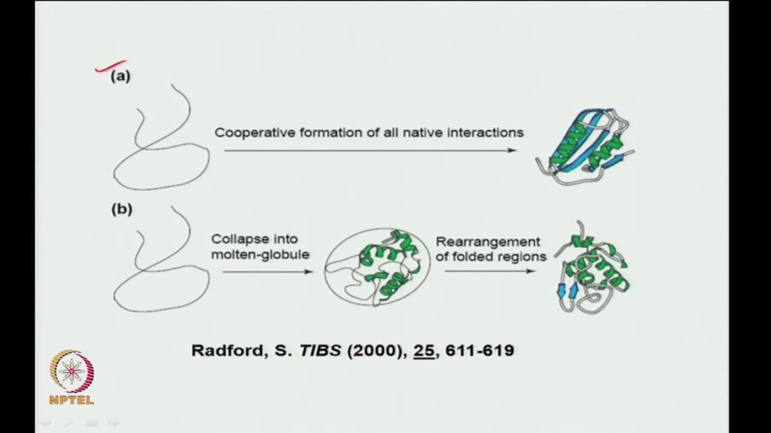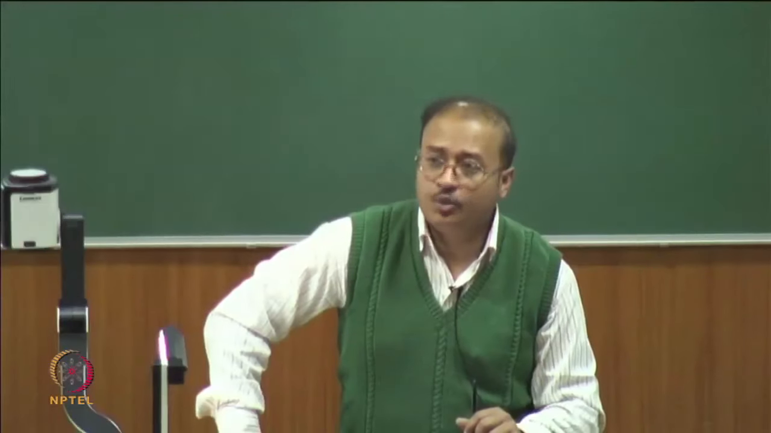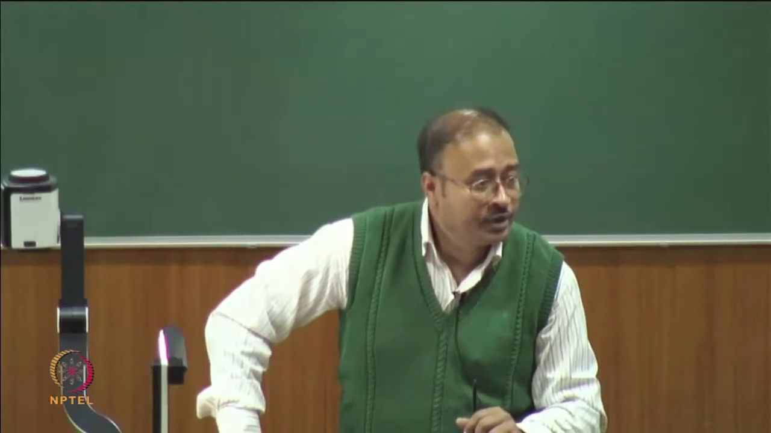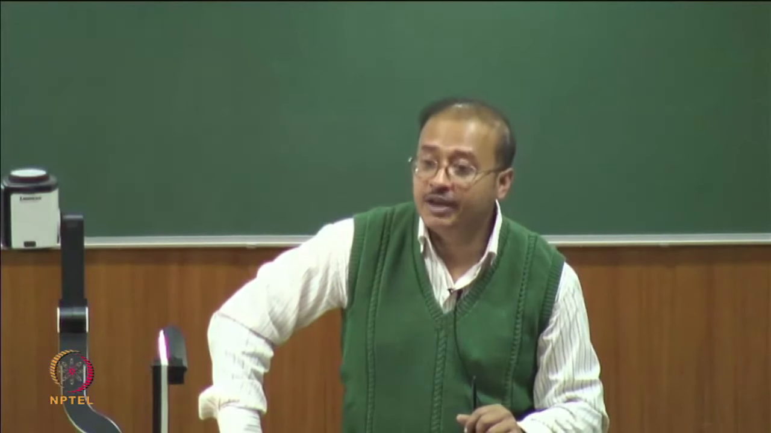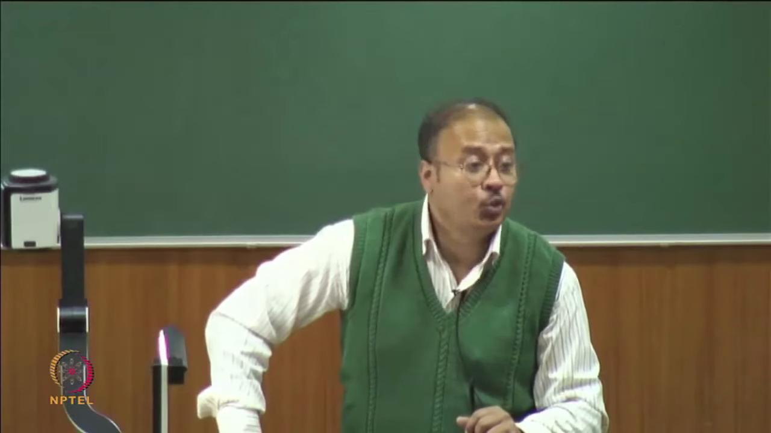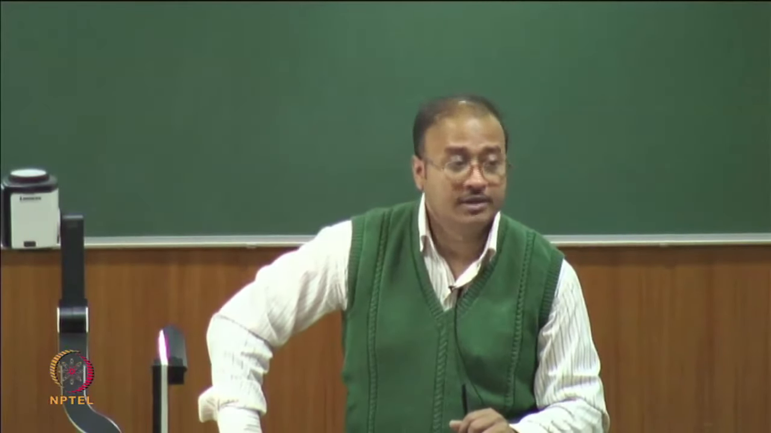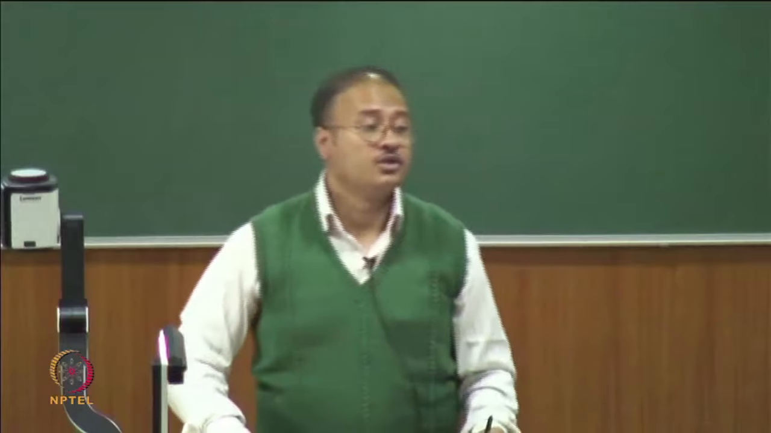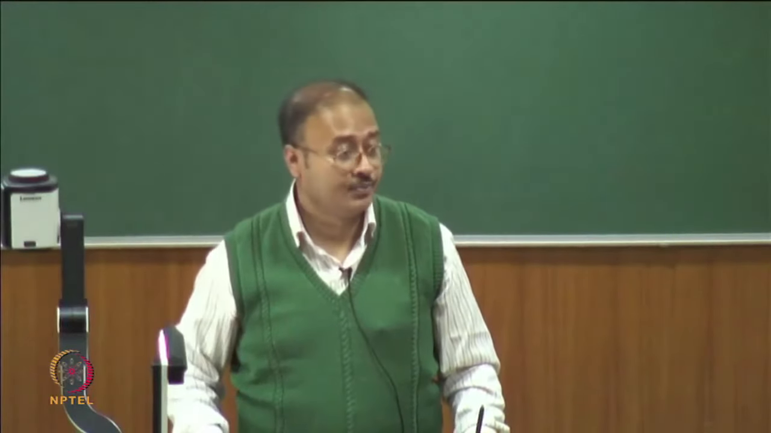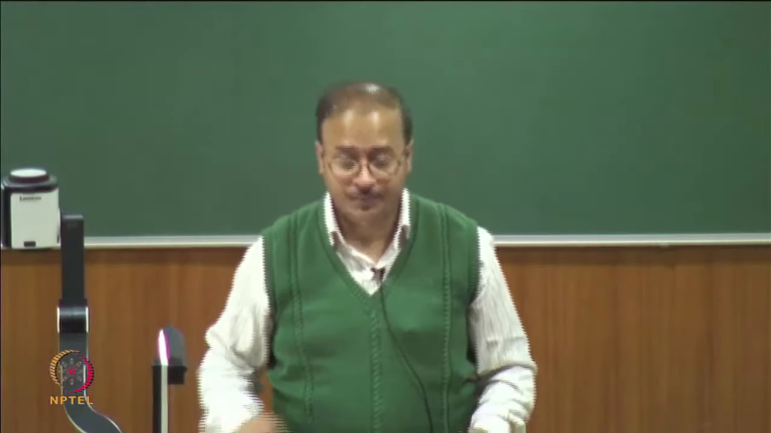I will give you an example. I have told you about this protein before, apomyoglobin. Apomyoglobin at a certain pH equal to 4 has a very well defined molten globule state, and that is why it is one of the most important examples of the existence of a molten globule state. Apomyoglobin is very well defined.